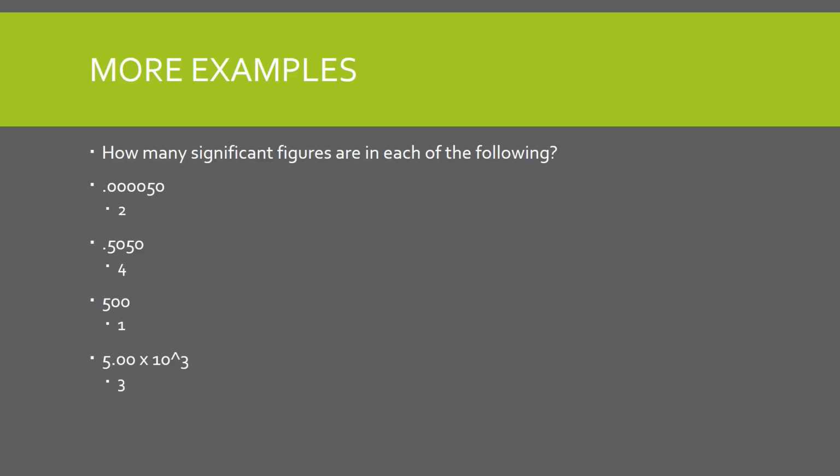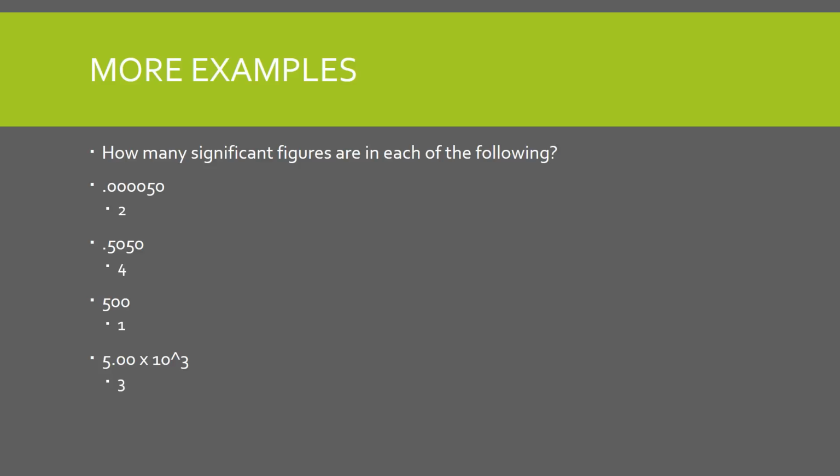Then you have the number 500, where only the leading number, the 5 in the beginning, is a non-zero, so it's significant. And then you've got two trailing zeros with no decimal place, so there's only one significant figure.